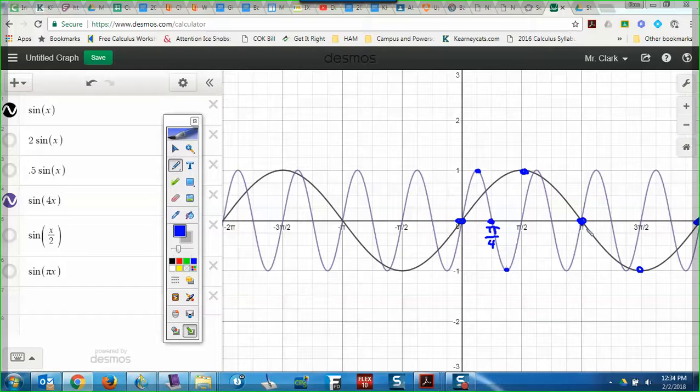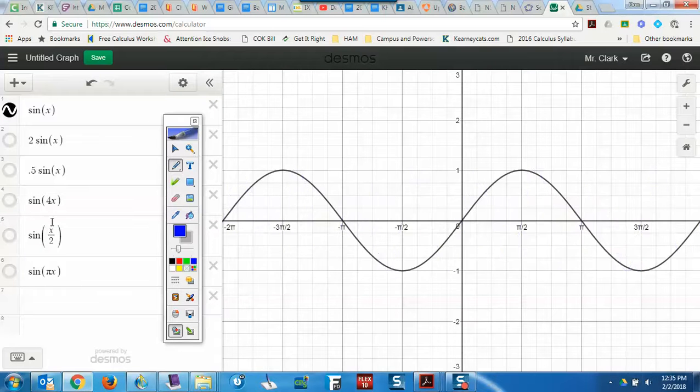Notice that point was pi. So if you're going to compress it in, it's going to go into a place that is 1/4 as much as that. So it was pi, so that point's going to move into pi fourths. Okay, all right, so we'll work on doing those scenarios.